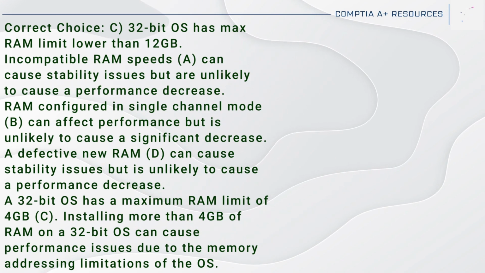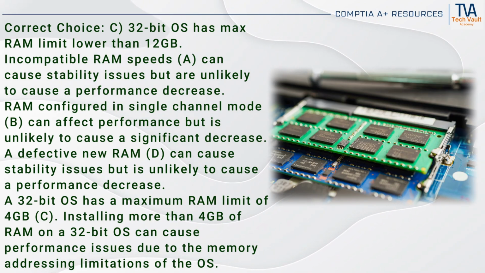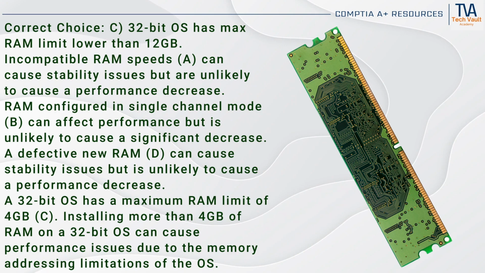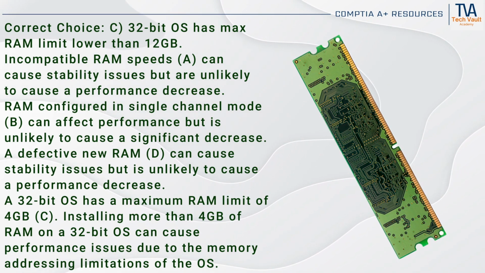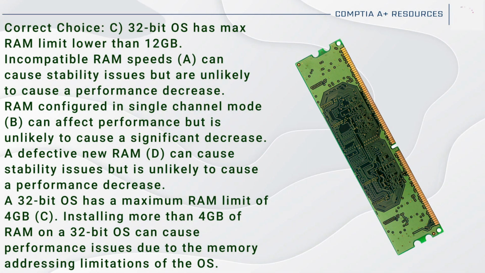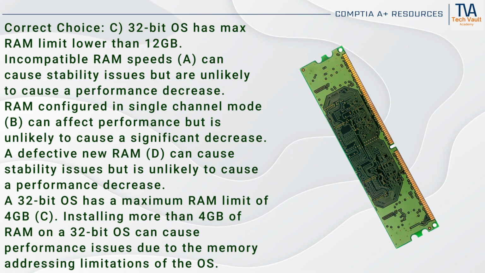Correct choice. C. 32-bit OS has max RAM limit lower than 12 GB. Incompatible RAM speeds, A, can cause stability issues but are unlikely to cause a performance decrease. RAM configured in single channel mode, B, can affect performance but is unlikely to cause a significant decrease. A defective new RAM, D, can cause stability issues but is unlikely to cause a performance decrease.